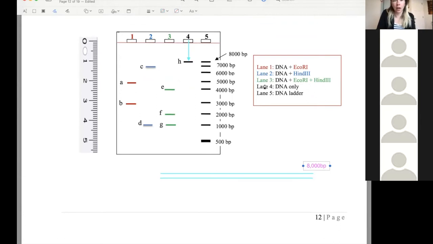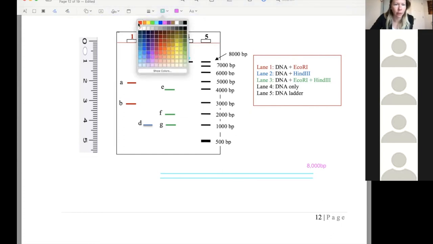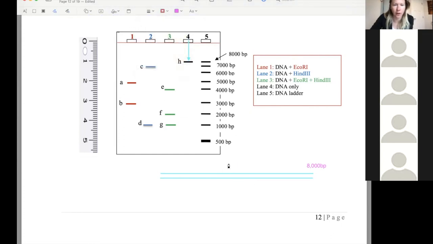And now, if we look at lane 1, where we had DNA plus the EcoRI enzyme, we ended up with two fragments. So if there's two fragments, how many times did EcoRI cut this DNA? One time. Just once, yeah. Since EcoRI is represented by this red color, I'm going to use this red line to indicate where EcoRI cut this DNA.